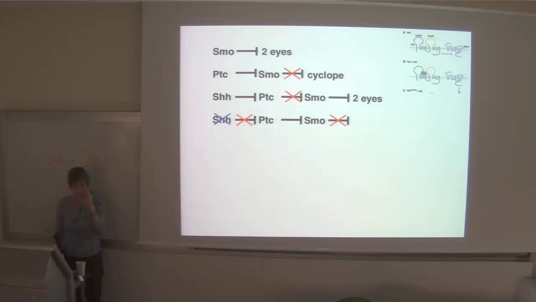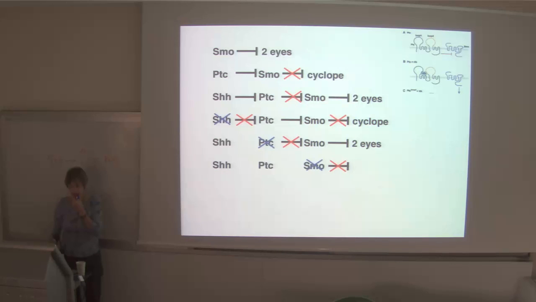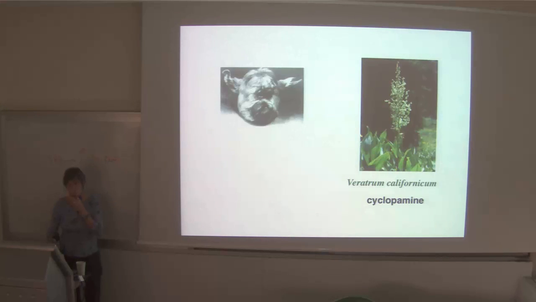So there is no smoothened. What happens if there is no patched? Perfect. So we know now what happens. What happens if there is no smoothened activity, but there is patched and sonic in the system? Of course. So why do we call the cyclop cyclop? And this is where we are going to finish.